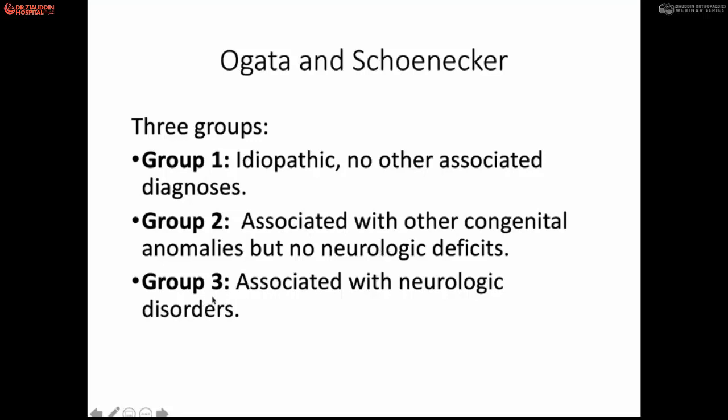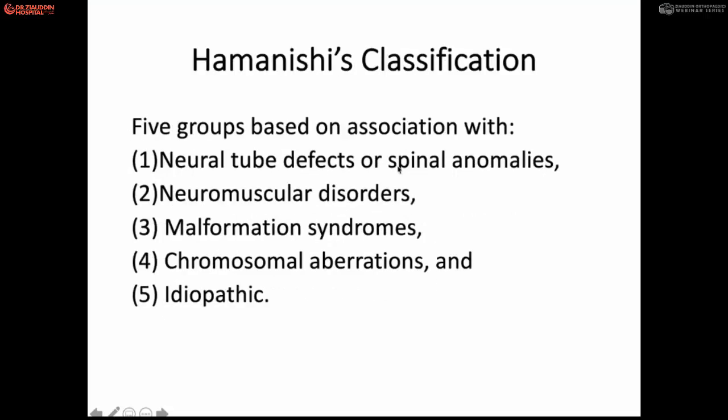And group 3 is associated with the congenital deformity and the neurogenic disorders. Then another classification is Hamanishi's classification. They are divided into 5 groups, and it is mostly type 1, where there is a neural tube defect or spinal deformity. And when there are associated neuromuscular disorders, then it is called type 2.